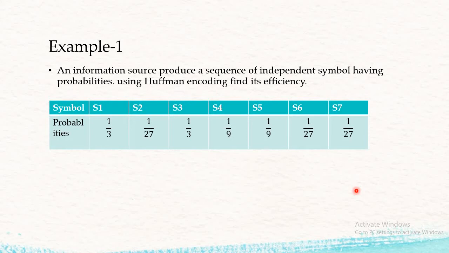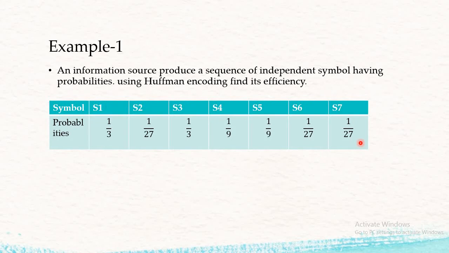An information source produces a sequence of independent symbols having the probabilities given below. Using Huffman coding, find out its efficiency. So this is a list of symbols with their probabilities given to us. The symbols S1, S2, S3, S4, S5, S6 and S7 are given to us, and the probabilities are 1 by 3, 1 by 27, 1 by 3, 1 by 9, 1 by 9, 1 by 27 and 1 by 27.